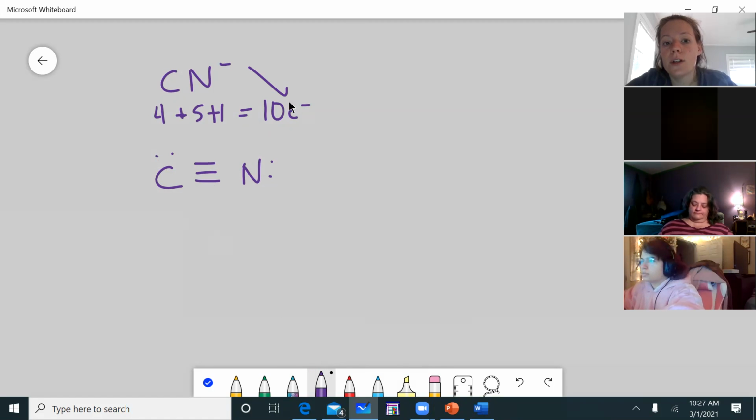Are there still 10 electrons on the board? 2, 4, 6, 8, 10. I still have 10 electrons on the board. And have I created octets? Yes, this carbon has access to 8 and this nitrogen has access to 8. So that would be a situation where we'd need a triple bond. Again, these dots, wherever they are, it doesn't really matter. You could have put these two here, these two here. You just don't want to have one here and one over here.